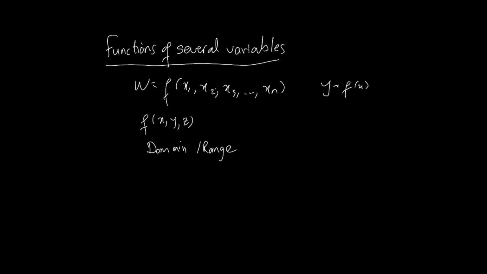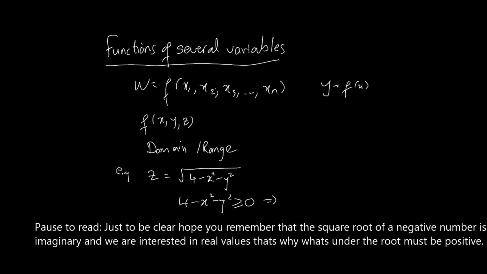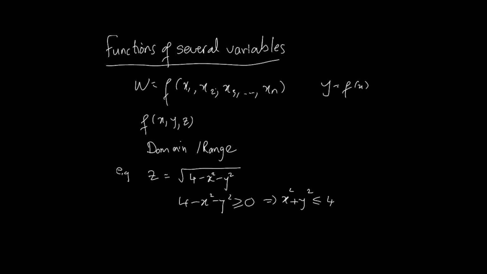The best thing is to look at an example, and we'll first look at the domain of a multivariate function. Let's look at this example, z equals the square root of 4 minus x squared minus y squared. When we look at a function like this, we have to see what the valid inputs are, which essentially defines the domain. Because of the square root, 4 minus x squared minus y squared needs to be greater than or equal to 0, which implies that x squared plus y squared is less than or equal to 4. In the xy plane, that is a circle of radius 2. What is the domain of this function? The domain is what is inside the circle, including the boundary.